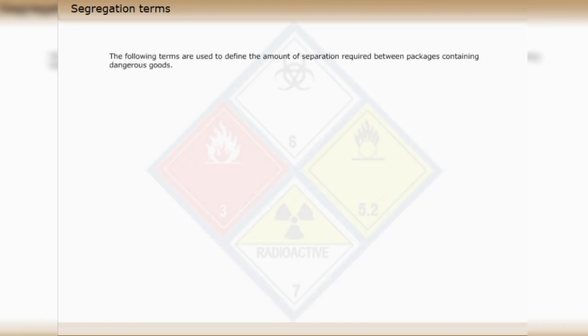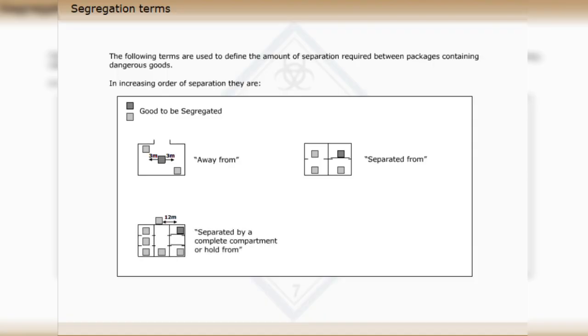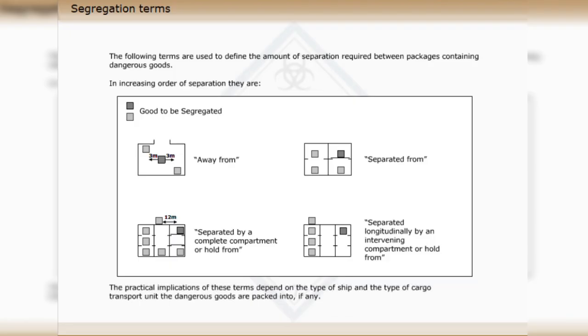The following terms are used to define the amount of separation required between packages containing dangerous goods. In increasing order of separation, they are: away from, separated from, separated by a complete compartment or hold from, separated longitudinally by an intervening compartment or hold from. The practical implications of these terms depend on the type of ship and the type of cargo transport unit the dangerous goods are packed into, if any.